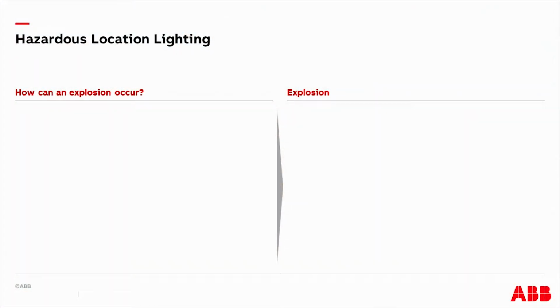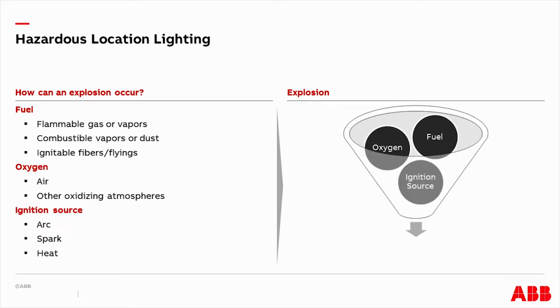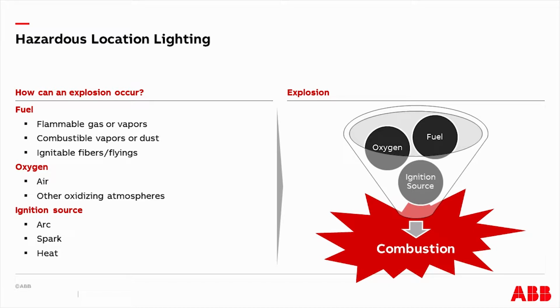But how can an explosion occur? Three elements are required for an explosion to occur. Fuel, oxygen, and a heat or ignition source must be present. When placing equipment into hazardous areas, one or more of these factors need to be eliminated to reduce the risk of explosion to a safe and acceptable level.